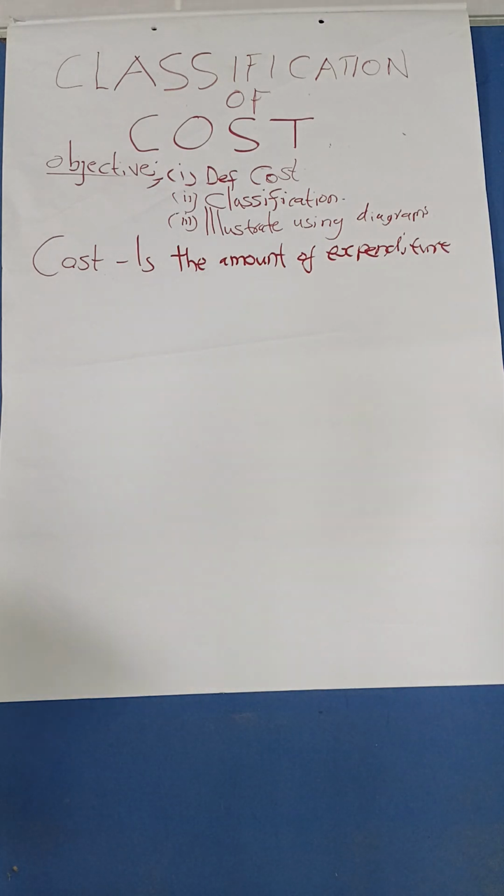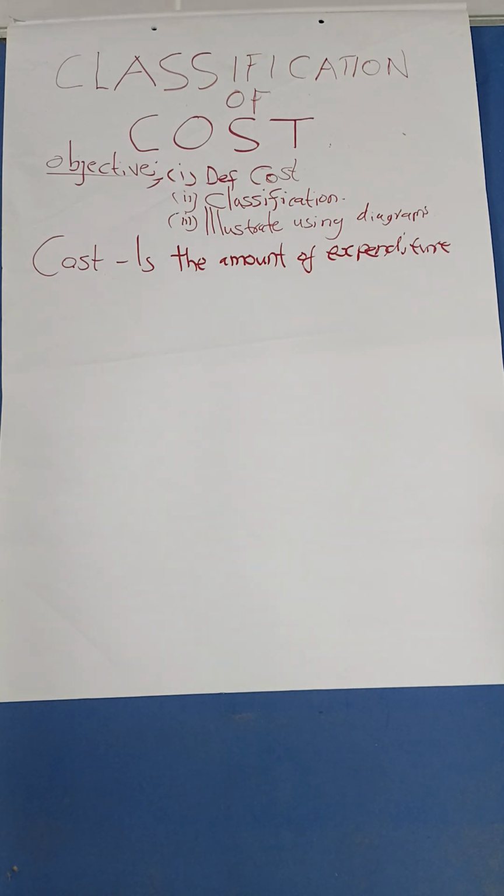Good. So when we incur cost, maybe you have paid for something in the business, maybe for rent, for debtors, you have done so many things. You have incurred an expense of maybe purchasing materials, paying labor costs. So we are going to group them under various classifications according to maybe their behavior. Good. So that is cost.